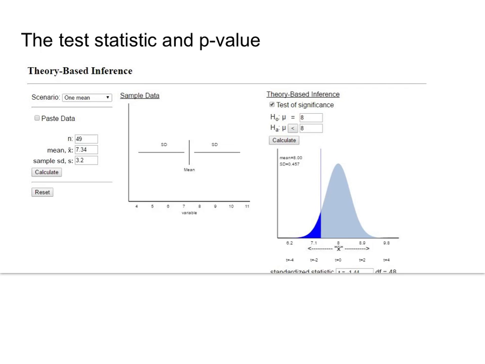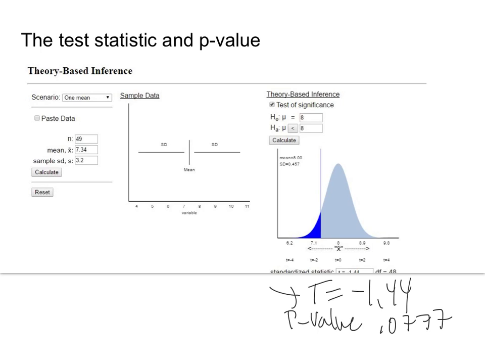And oh, you can't see the results, can you? So I still have the page up. It tells me my t-score is negative 1.44, and my p-value is 0.0777. So notice that it does give us a t-score, not a z-score. That's a good sign. And there's the p-value.